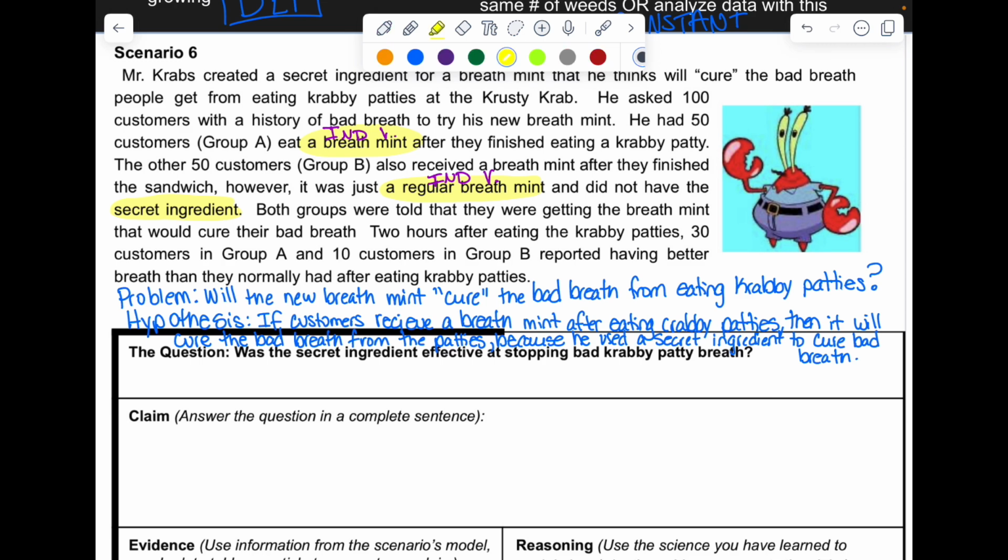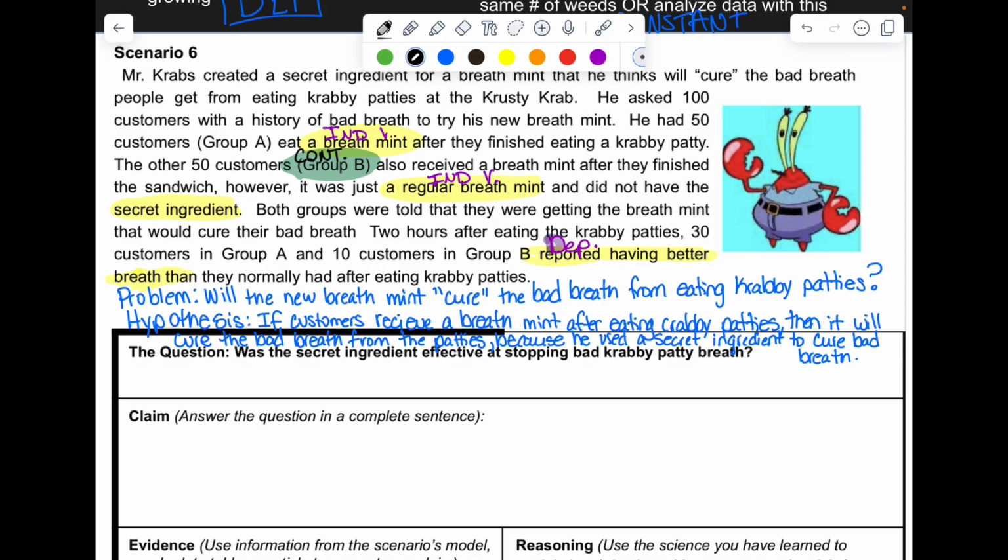Now, the dependent variable is the data he collected. So the data that was collected was kind of the report about their bad breath. So whether they had better breath or not, that's going to be the dependent variable for Mr. Krabs. He does have a control group. So he's trying to see if this ingredient works better or not. So his control group is the ones that are receiving that regular breath mint. So that's going to be group B. That is going to be his control. And then we do have some things that are constant.